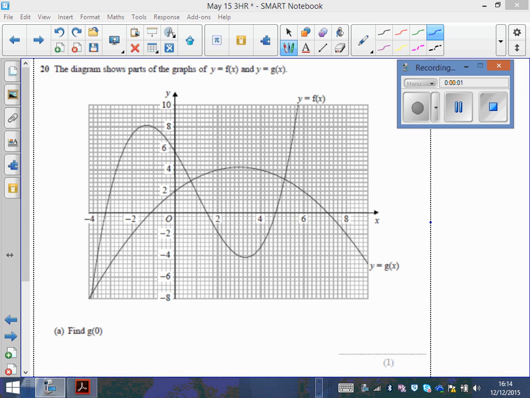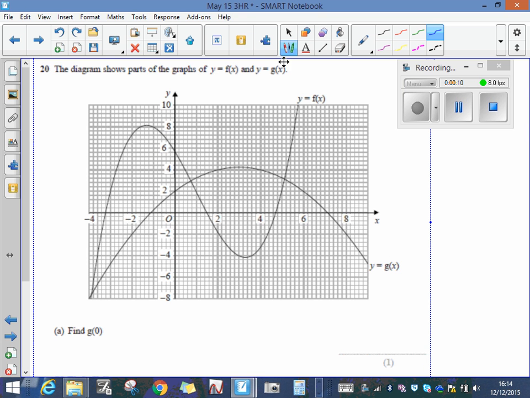Two functions on the same set of axes. And the first question is to do with g, so I'm just going to consider this graph here. Now we're told that the graph is y equals g of x, which basically means that the y-axis represents g of x, and the x-axis is obviously just x.